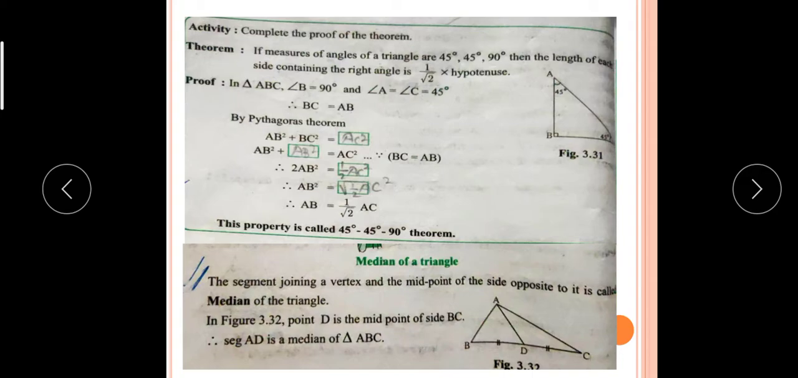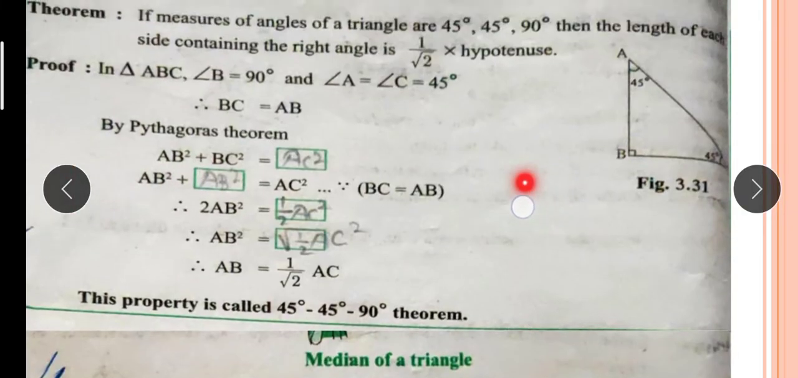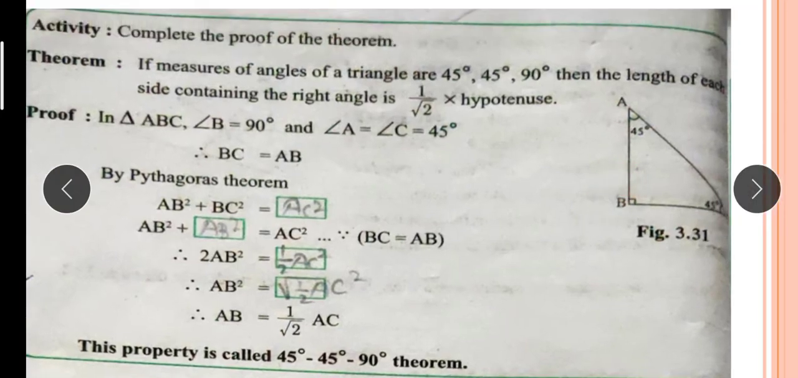What is the theorem? If the measures of the angles of a triangle are 45, 45, 90 degrees, then the length of each side containing the right angle is 1 by root 2 of the hypotenuse. It means, now listen, in this triangle ABC, A is equal to 45, C is 45 and B is 90. If one angle is 90, it is a right angle triangle, but the other two angles are of equal measure. So it is a right angle isosceles triangle.